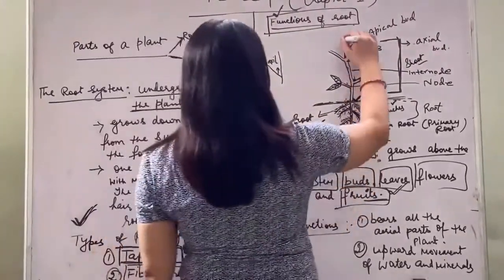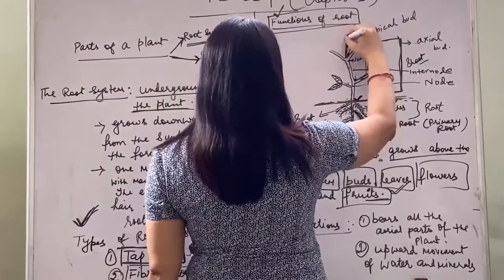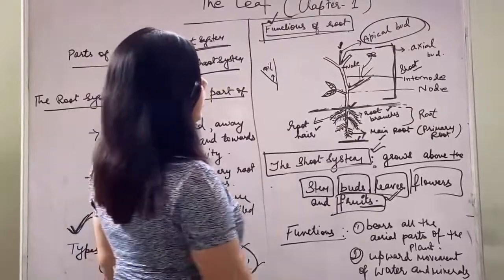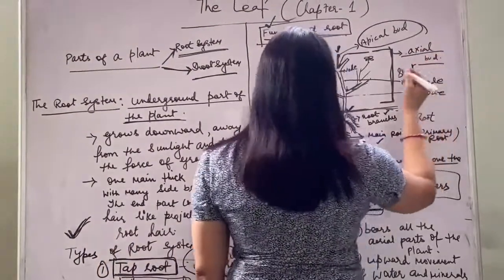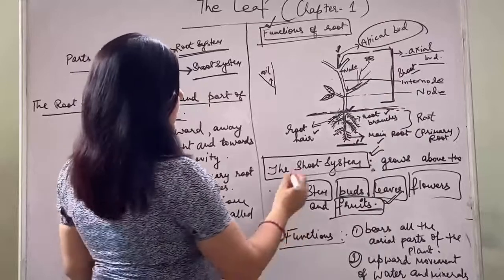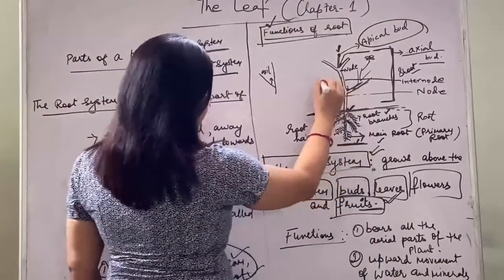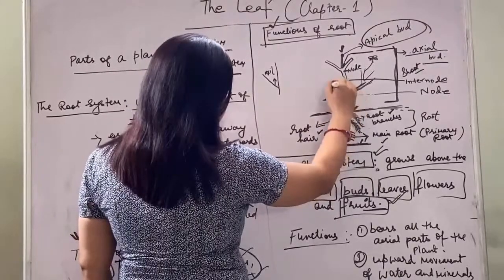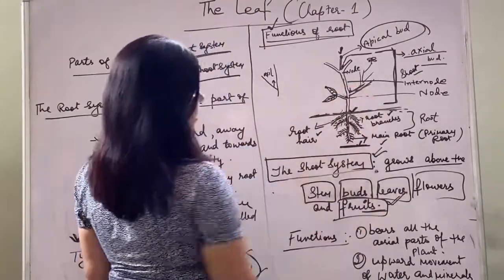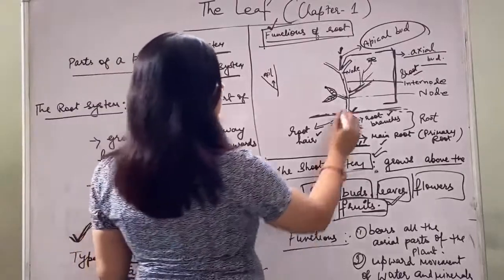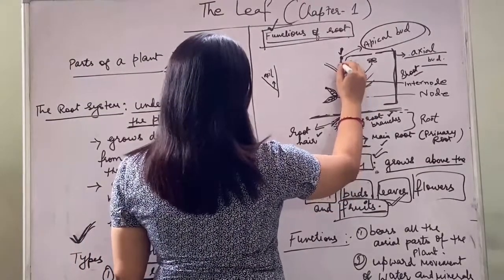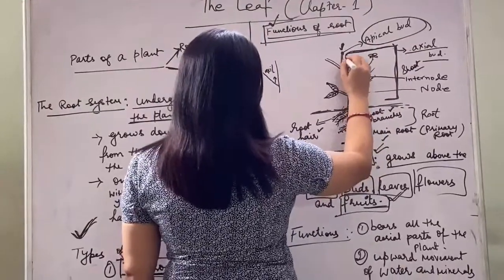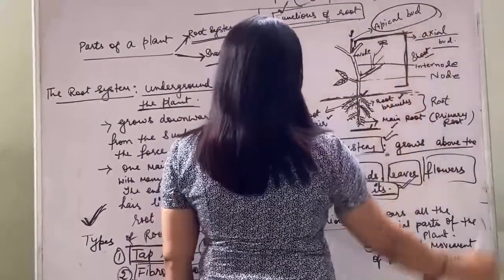And the bud that lies at the apex of the shoot is known as the apical bud. Now you might have seen here the axil. The axil is the angle that the leaf makes with the node. And the bud that arises from the axil is known as the axillary bud.